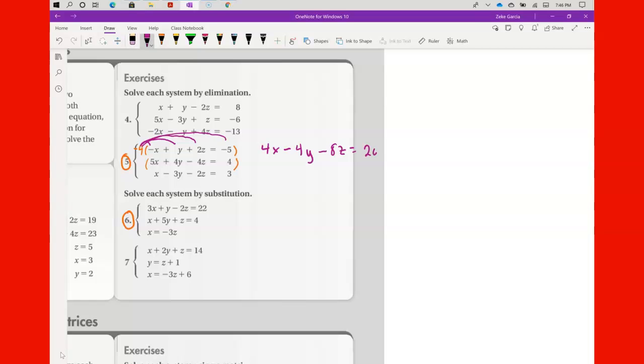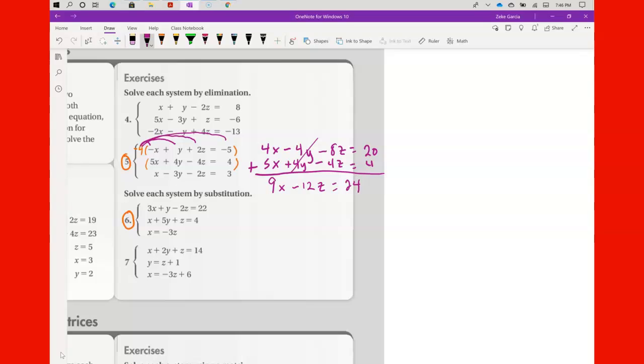So positive 20. I'm going to rewrite the second equation down here just for the purposes of making it look nice, and I can go ahead and combine these two. You're adding. You notice the negative y's cancel, so you have 4x plus 5x, which gives you 9x. And then you have negative 8z plus negative 4z gives you negative 12z. And then 20 plus 4 gives you 24.